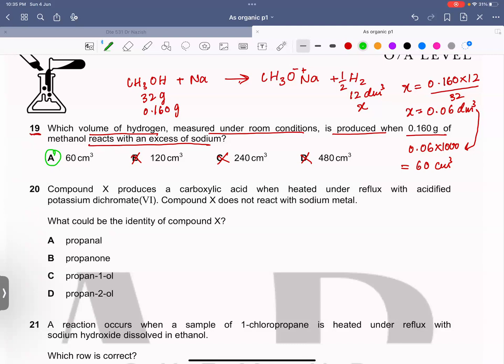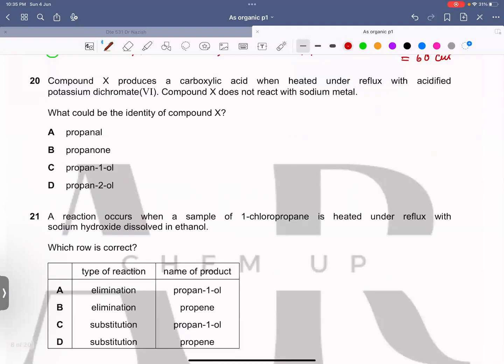Now, question number 20. Compound X produces a carboxylic acid when heated under reflux with acidified potassium dichromate. So it means that compound X can be an aldehyde or alcohol. Compound X does not react with sodium metal. So it's not alcohol, it's aldehyde only.